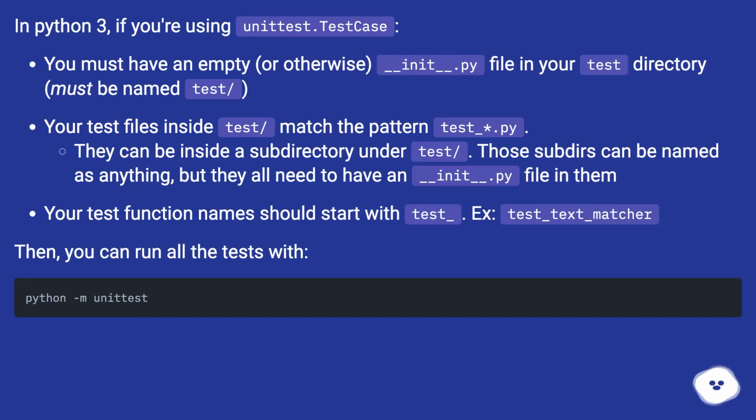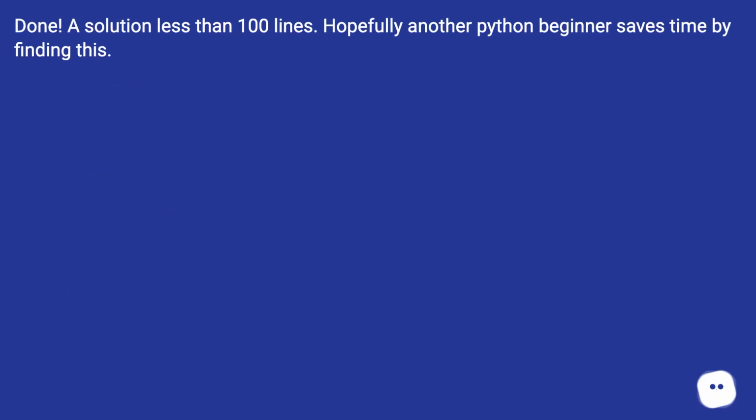Your test function names should start with test_x, test_text_matcher. Then, you can run all the tests with, done. A solution less than 100 lines. Hopefully another Python beginner saves time by finding this.